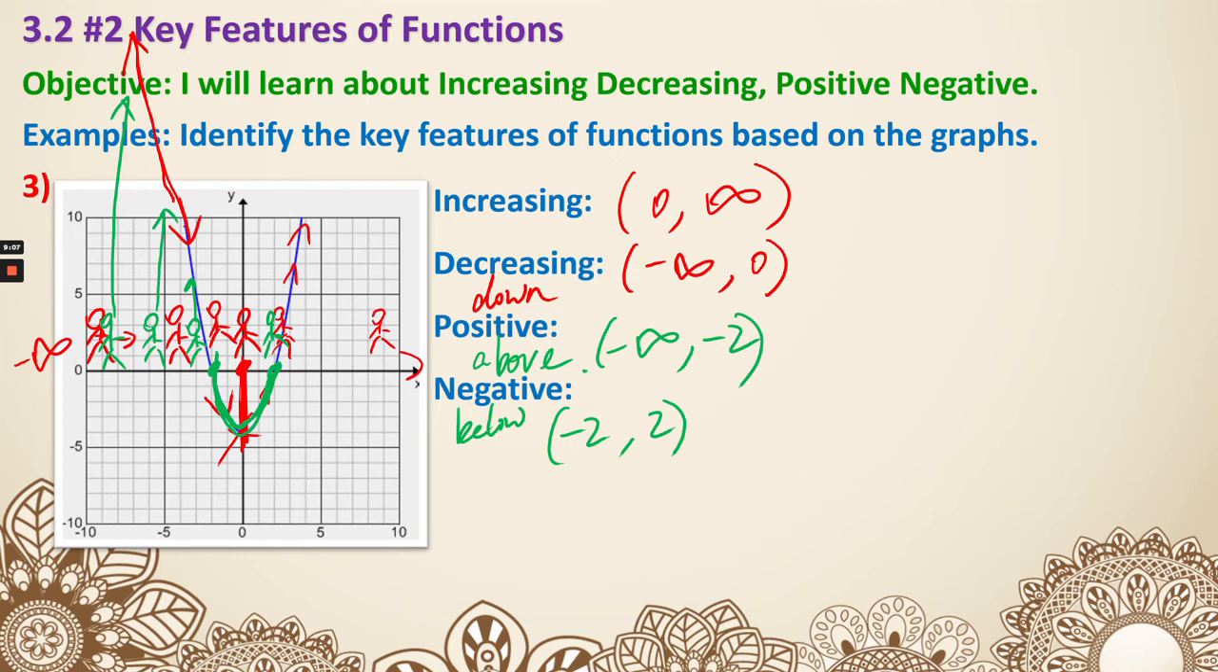Then from there on, it starts to come back up to the ground again as he keeps walking to the right. So that means positive also starts again from 2 to infinity. We use a union symbol because we want both parts. So that is number 3.